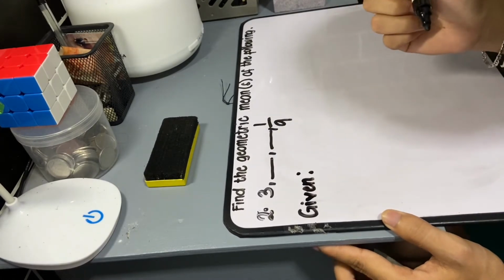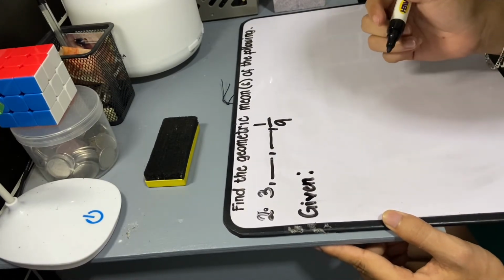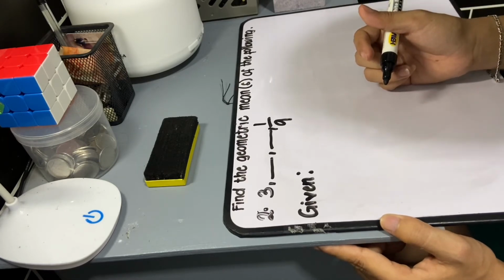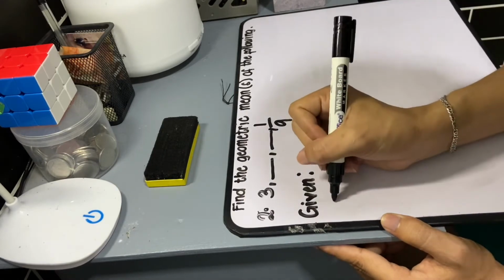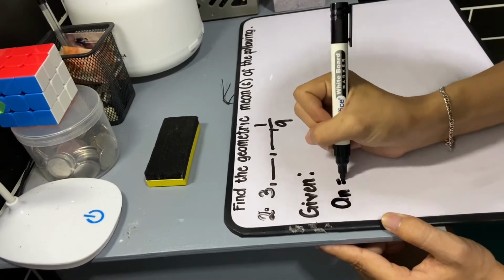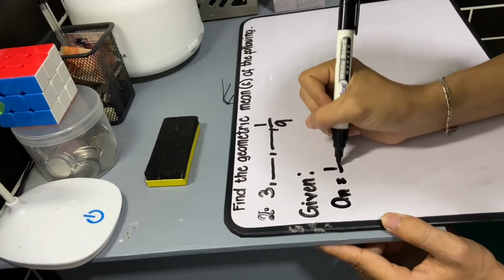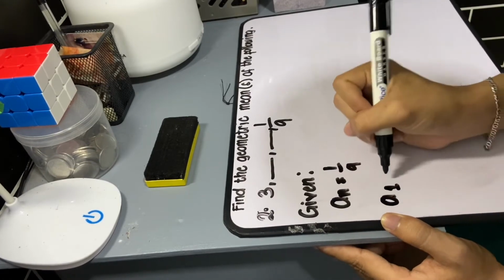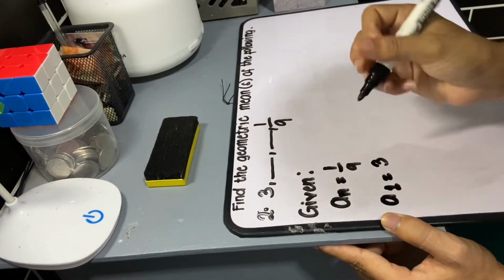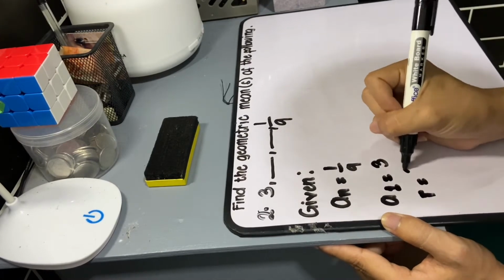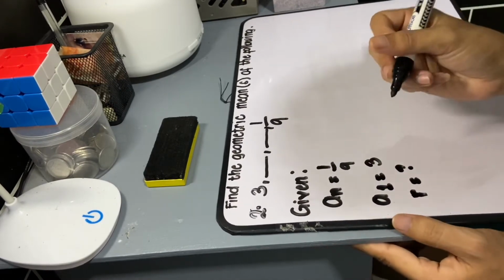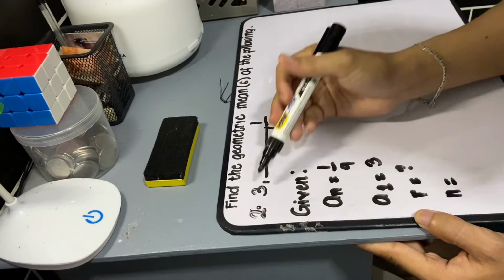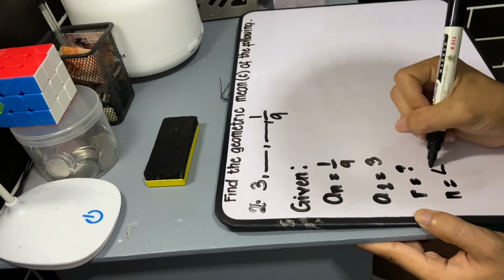Remember that the equation that we are going to use in solving the common ratio is a sub n equal to a sub 1 times r raised to the power of n minus 1. So first, write a sub n, and the value for a sub n is 1 over 9. Next, the value of a sub 1 is equal to 3. And r is a question mark since we are looking for this value. And next is n, and the value of n is 4. 1, 2, 3, 4. So we have 4 terms.